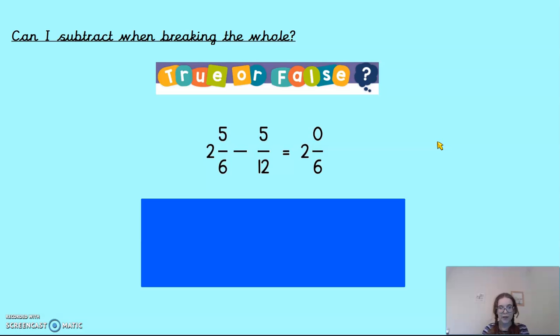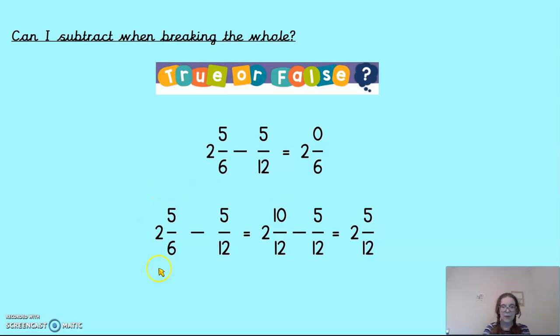I'm not going to talk through the answer today, but if you've got any questions, you can always drop me an email. All right, have you decided whether it's true or false? I'm going to reveal it in 3, 2, 1. Here we go. It is false. The answer is actually 2 and 5/12. Okay, hopefully you can see how that was worked out.